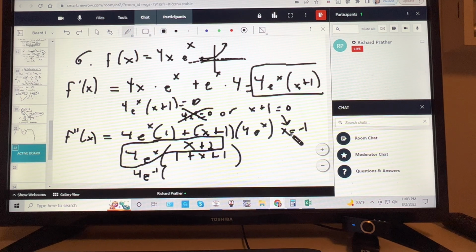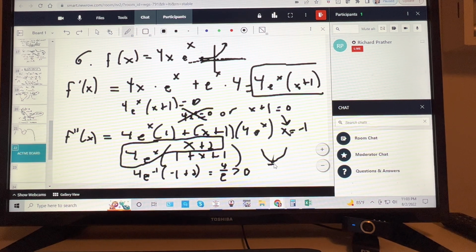So plug in -1 for that x right there. Plug it in for this x. This part will be 1. And e to the -1 is just 1 over e, so I could get 4 over e for that. I don't really care what 4 over e equals. The key thing is that it's definitely positive. So we're concave up exactly at a spot where the derivative is 0.